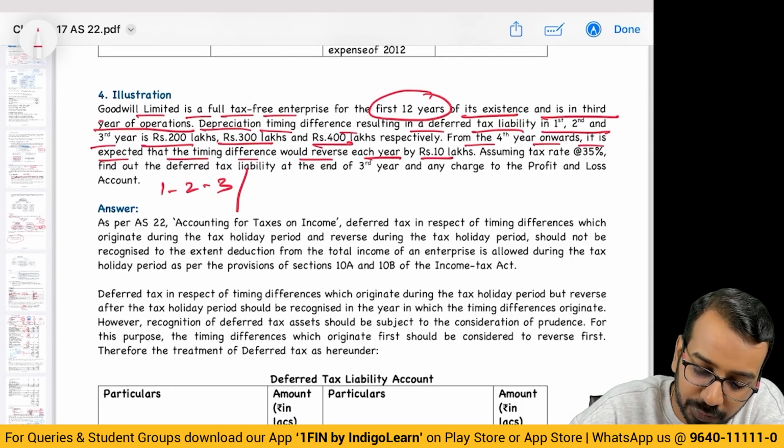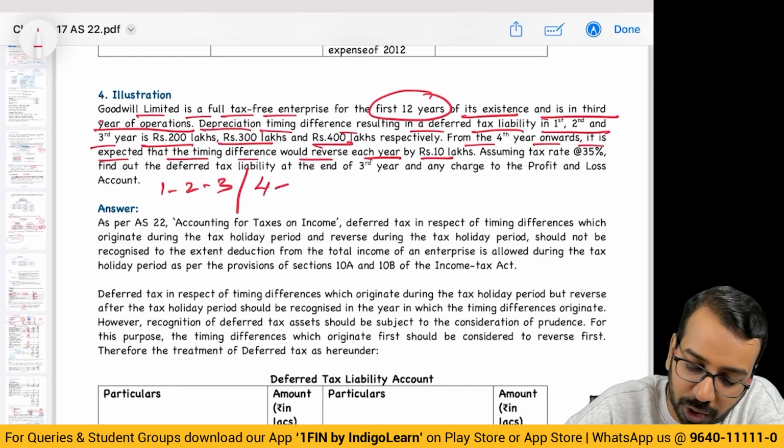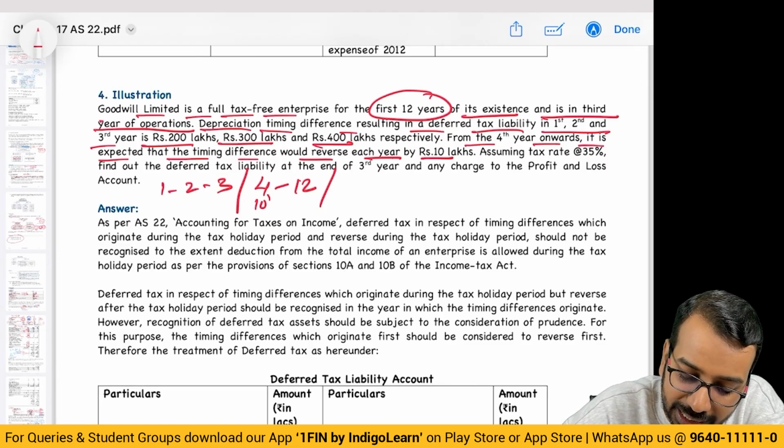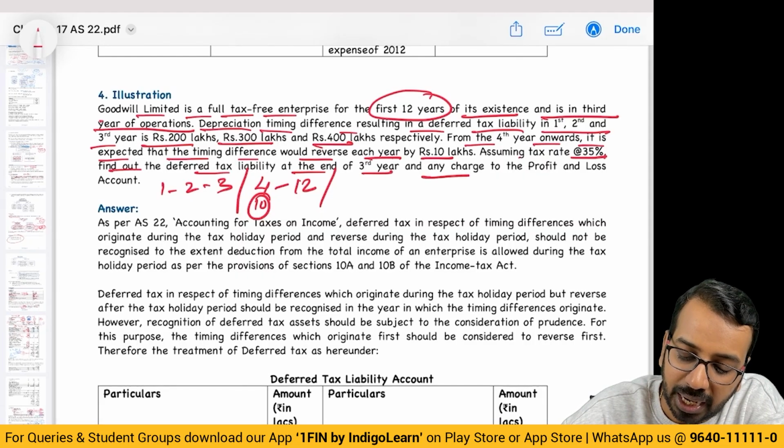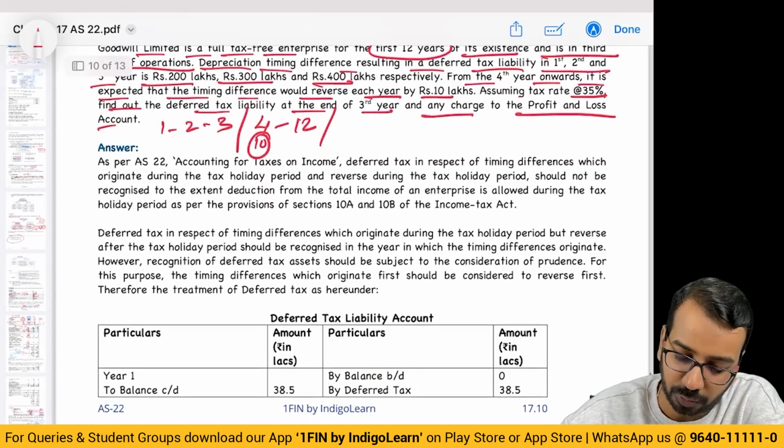From 4th year onwards, it is expected that the timing difference would reverse each year by 10 lakhs. So from 4th year onwards till the 12th year, and even after that, reversal will happen at 10 per year. 10 will be reversed every year. Assuming tax rate of 35%, find out the DTL at the end of 3rd year and any charge to the P&L account.